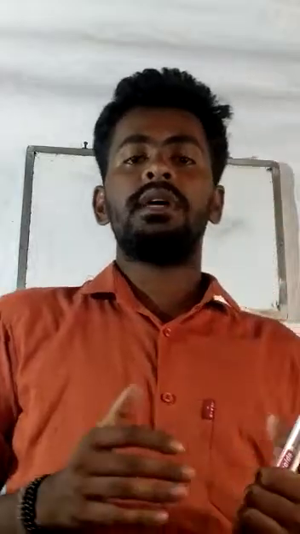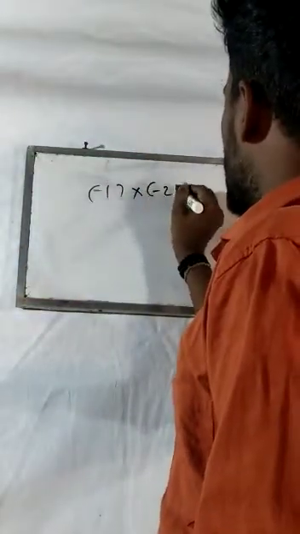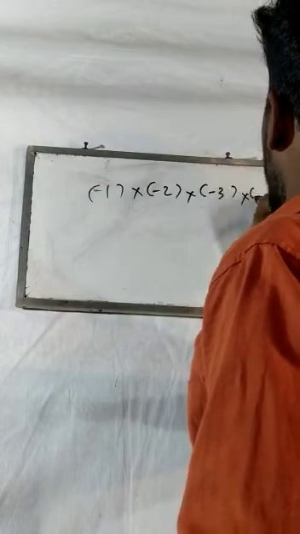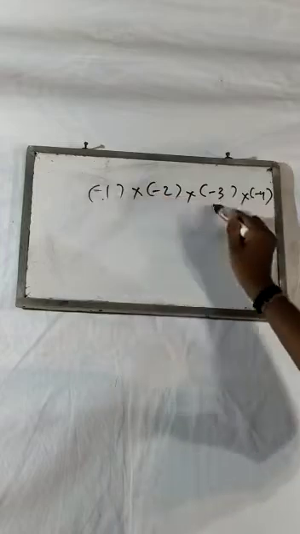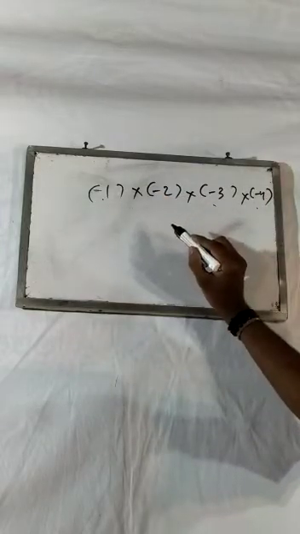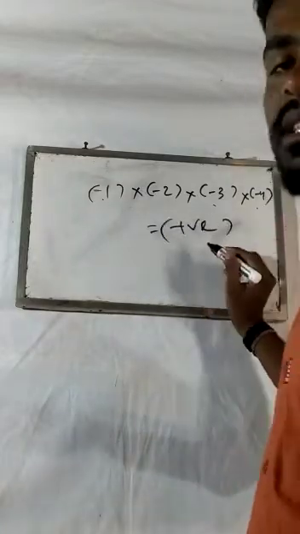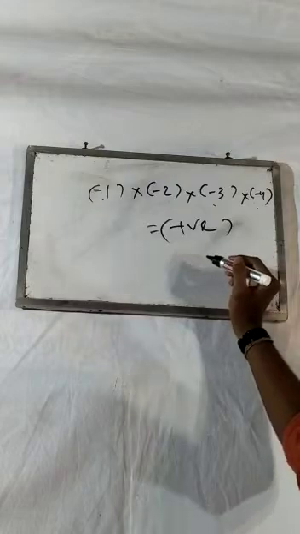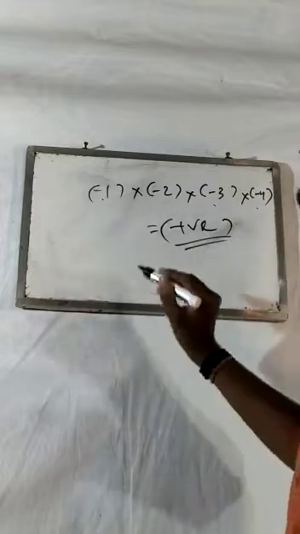Now see student, some basic rules, some basic conceptual ideas you have to know, then you can solve the multiplication easily. Let's see. Suppose minus 1, minus 2, minus 3, minus 4. Count, student, how many times negative is there? 1, 2, 3, 4. Is 4 an even number or odd number? It is an even number. So your result will always come positive. Be sure that whenever there is an even number of negative terms, your result will be positive.